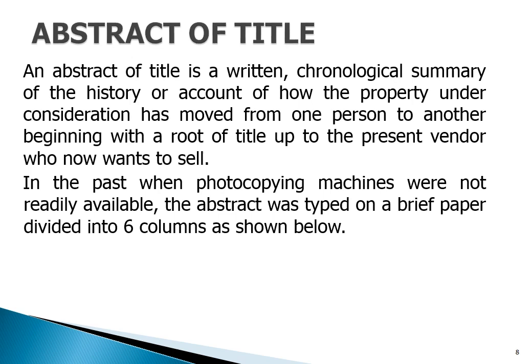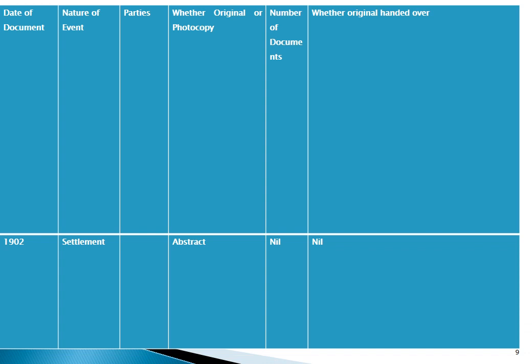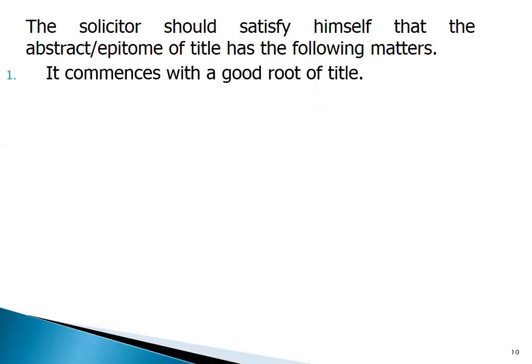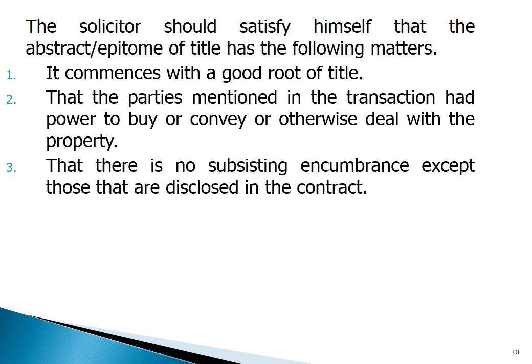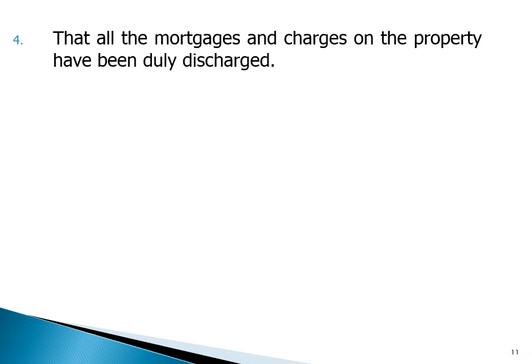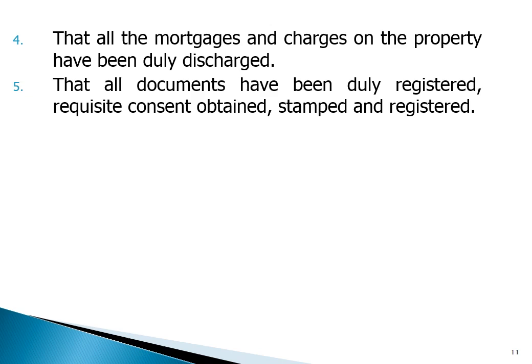In the past, when photocopying machines were not readily available, the abstract was typed on a brief paper divided into 6 columns as shown below. So he should satisfy himself that the abstract epitome of title has the following matters. 1. It commences with the good root of title. 2. That the parties mentioned in the transaction have power to buy or convey or otherwise deal with the property. 3. That there is no subsisting encumbrance except those that are disclosed in the contract. 4. That all the mortgages charged on the property have been duly discharged. And 5. That all documents have been duly registered, requisite consent obtained, stamped, and registered.